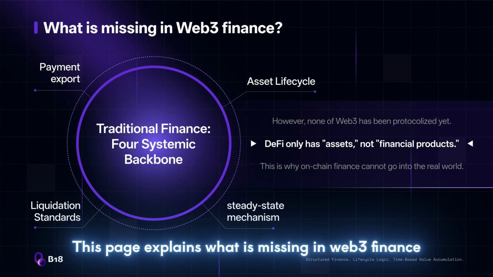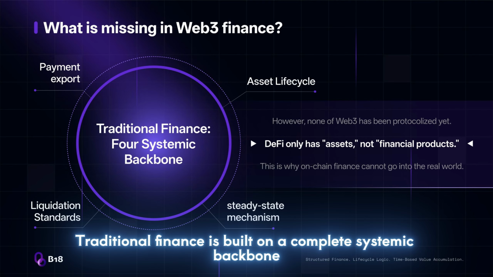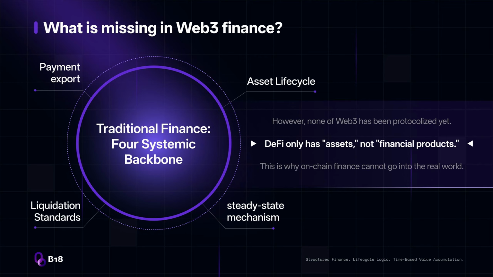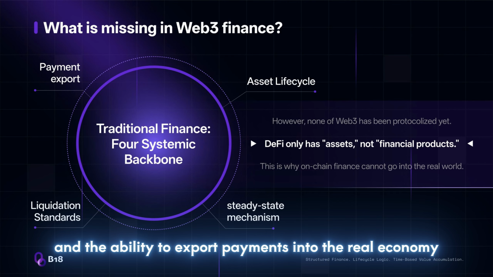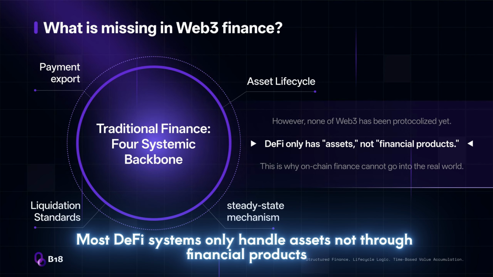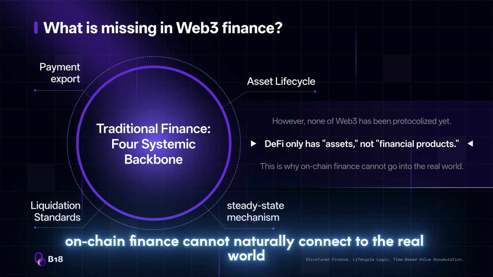This page explains what is missing in Web3 finance. Traditional finance is built on a complete systemic backbone. It includes standardized liquidation rules, asset lifecycle management, steady-state mechanisms, and the ability to export payments into the real economy. However, Web3 has not yet protocolized these foundations. Most DeFi systems only handle assets, not true financial products. Without lifecycle design and structural mechanisms, on-chain finance cannot naturally connect to the real world.